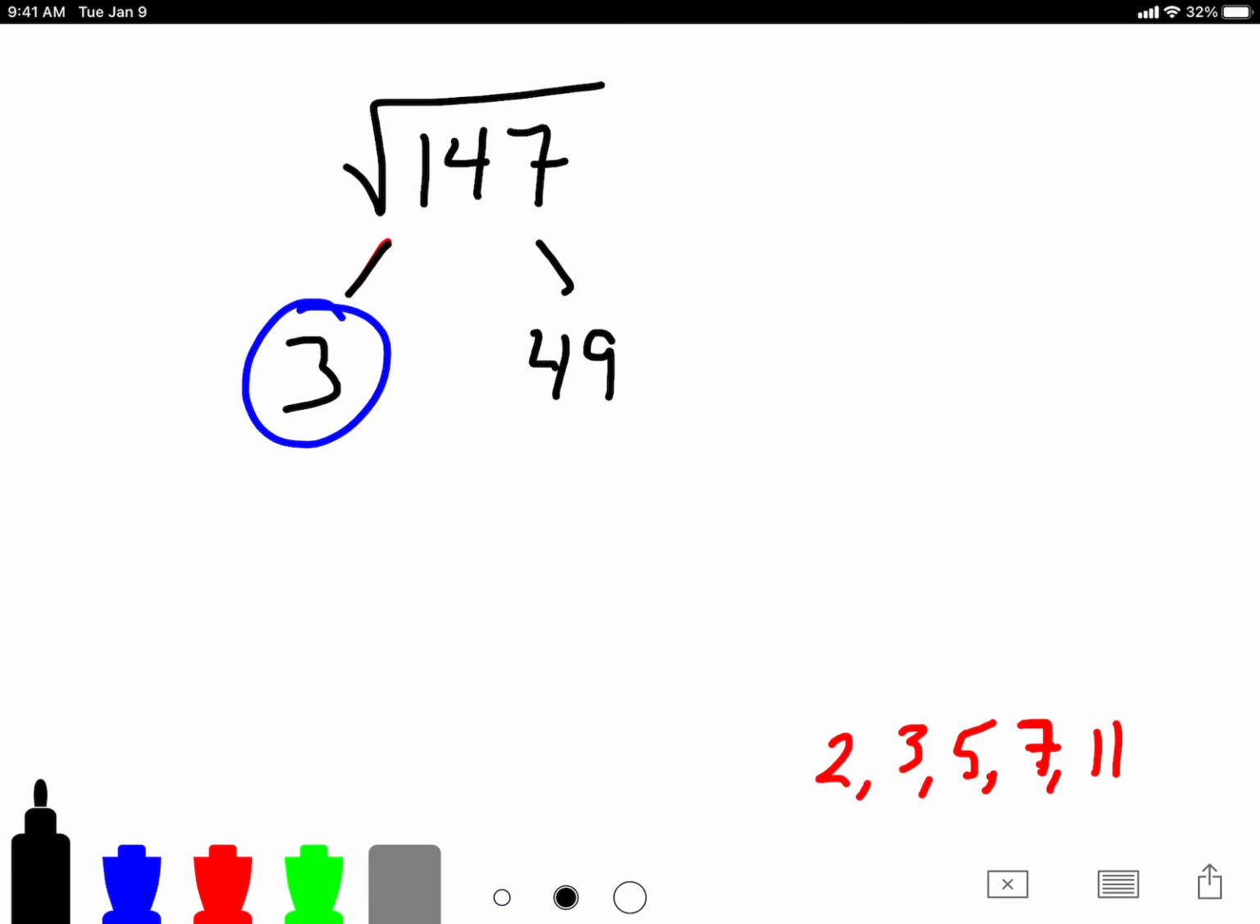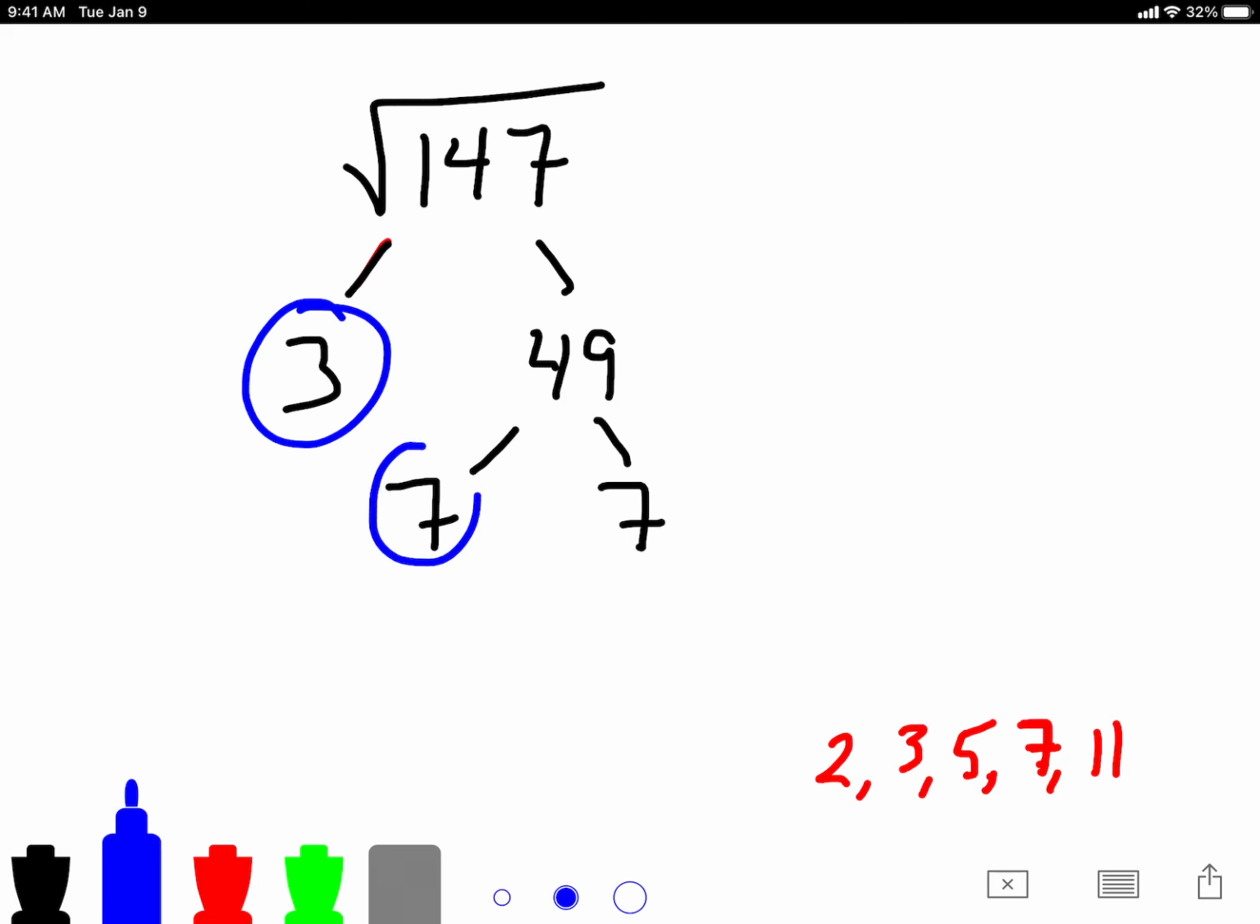49 is not. If you're not sure if it's prime or not, keep trying to divide those prime numbers in until something falls out. So I can't divide it by 2, I can't divide it by 3, I can't divide it by 5, but I try and divide it by 7. 49 divided by 7 is 7. Or some of you will just see 49 and go, oh, that's 7 times 7. And so you'll know how to break those down.